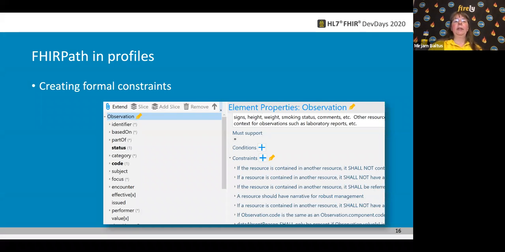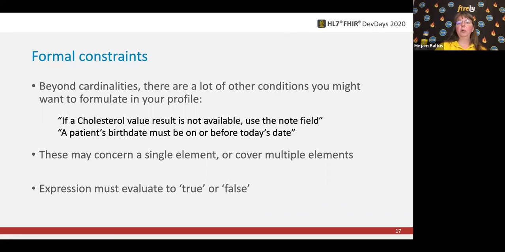Now, I mentioned that FHIRpath is used in profiling to create formal constraints. You can see them if you have a profiling tool, and then you can check that button and add any formal constraints that you need as well. So, for example, we could have some requirements like, if you do not have a cholesterol value result in the observation, then you will have to use the note field that has to be filled in at least to indicate why a result is not available, for example. Or you could say, okay, if a date is being filled in, a birth date, that must be on or before today's date.